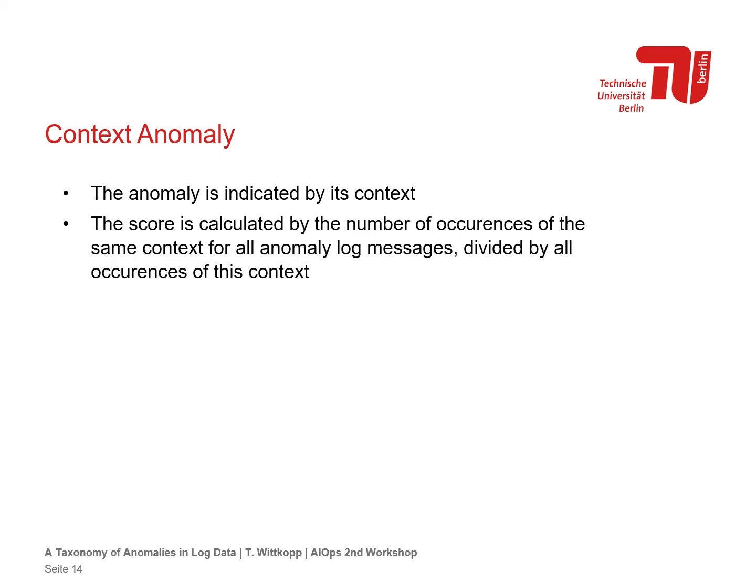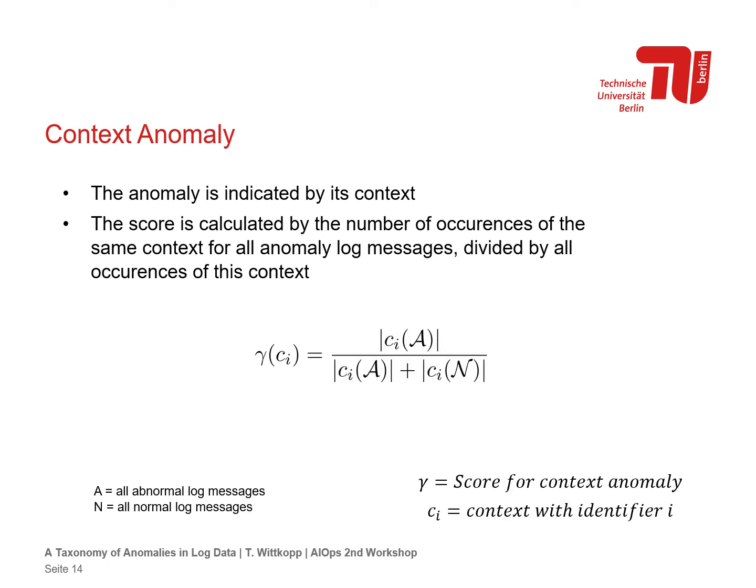Last but not least, we compute the context anomaly score. The context anomaly score should indicate whether the anomaly can be identified by its context. The score is calculated over the number of occurrences of this particular context for the current abnormal log line, divided by the number of occurrences of this context in the entire dataset.